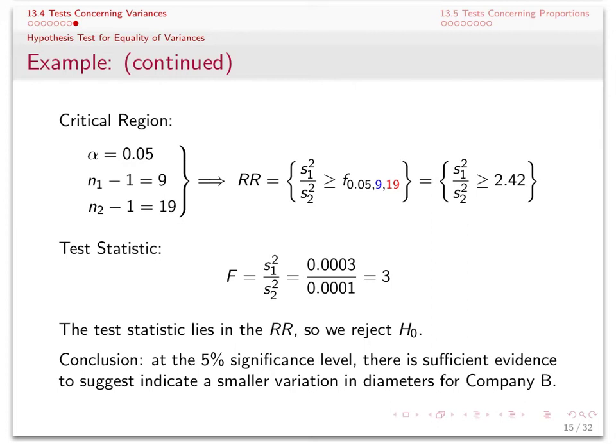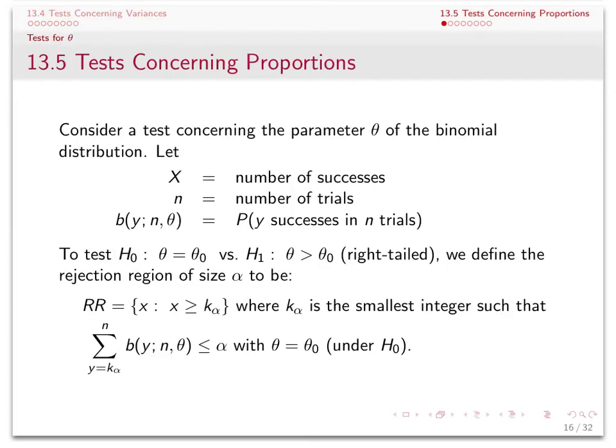Okay, let's move on to Chapter 13, Section 5. This is tests concerning proportions, and this will boil down to two different scenarios for us. The first scenario will be when we're working with small samples, and the second scenario will be when we're working with large samples. So let's consider a test that concerns the parameter theta of the binomial distribution.